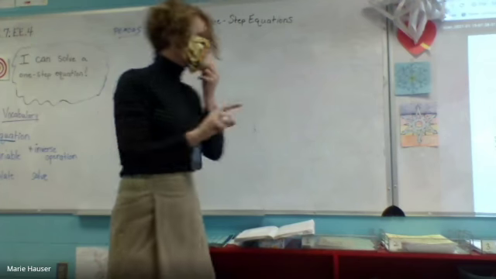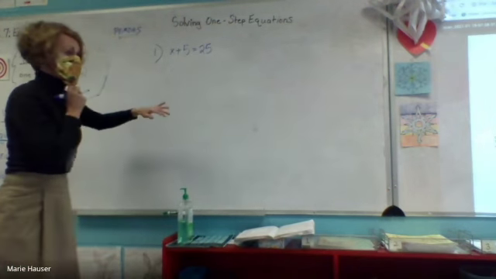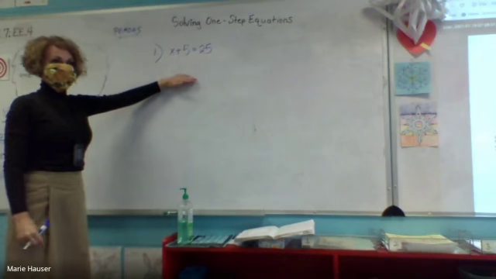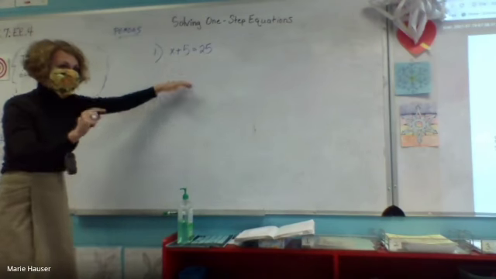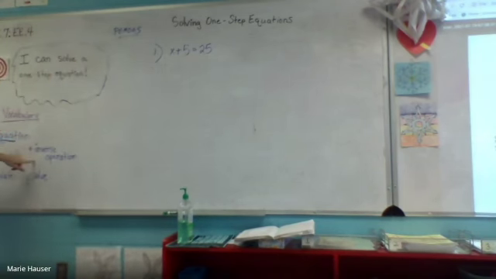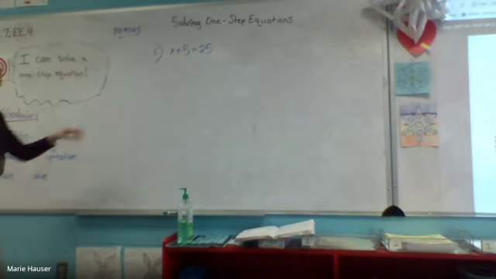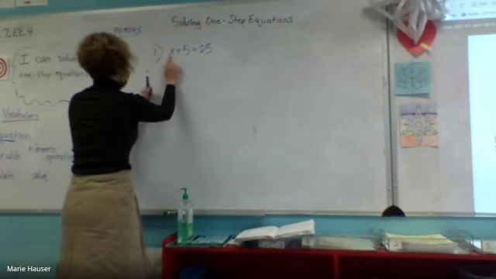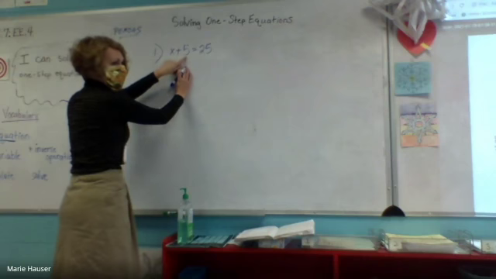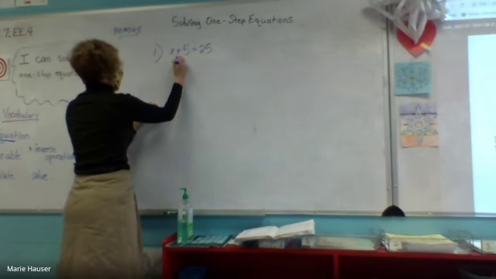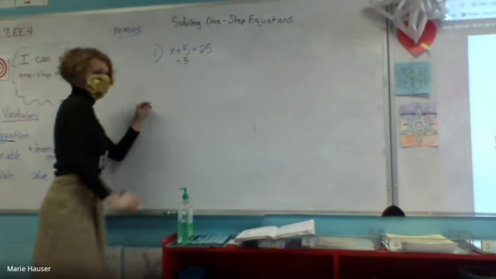Okay. You need to show me your work going down your paper. And you need to show me the inverse operation. It's going to be so important. So what I'm saying is this. You go over here to the x and you say, what's the opposite of adding 5? Subtracting. So go underneath it and write minus 5.